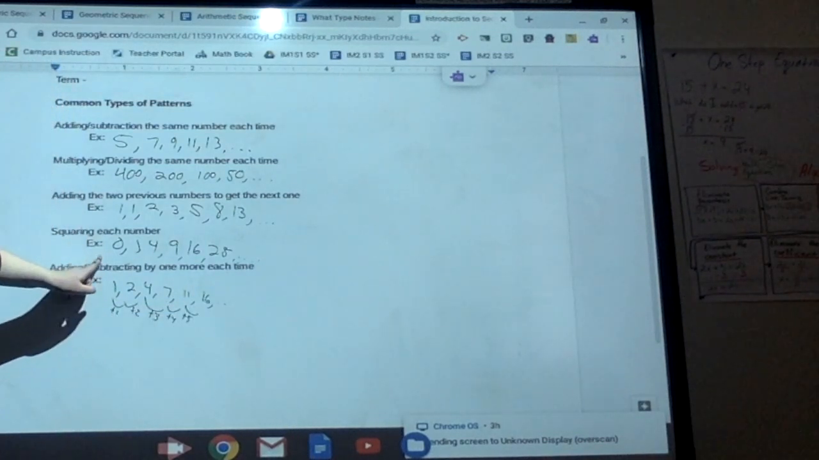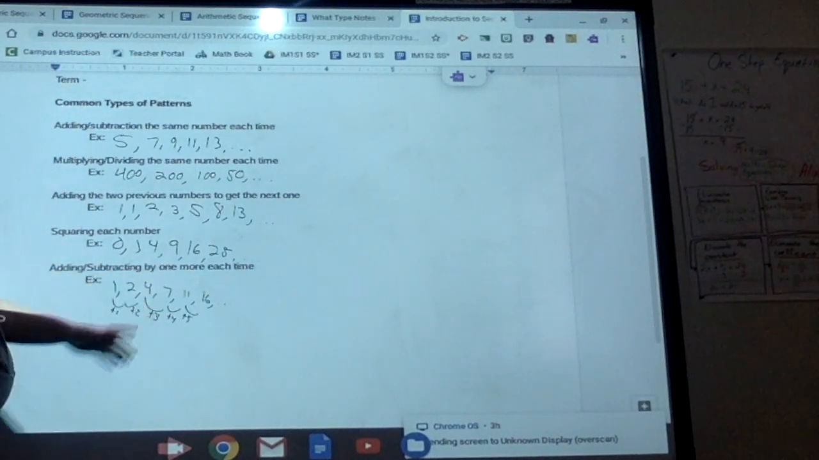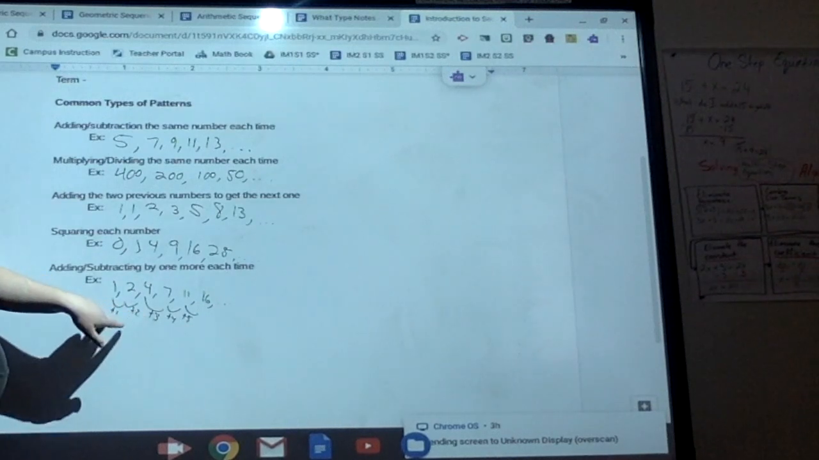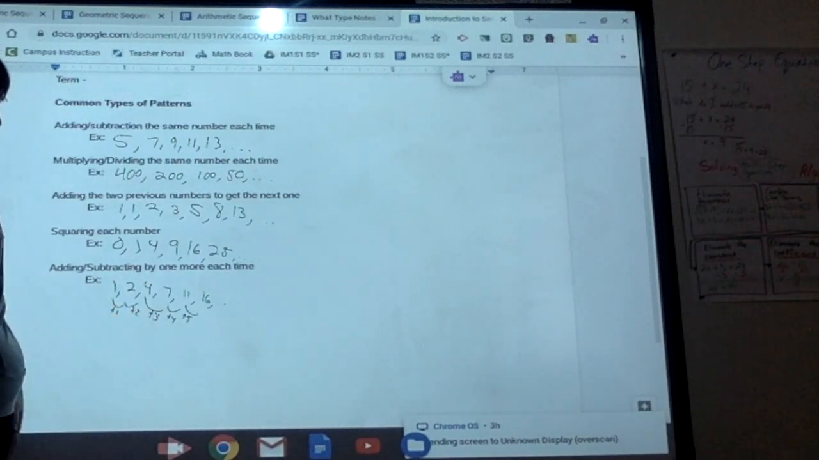So, it's not these numbers that have a pattern. It's not my sequence, but rather what I'm adding by is the pattern, because it's going by 1 each time. So, those are some very, very common types of patterns that exist in math. On your worksheet, like I said, you're going to be given a sequence or list of numbers, and you're going to try to figure out what the pattern is and list the next couple of terms by using the pattern that you find.